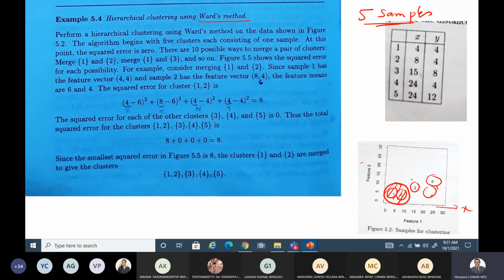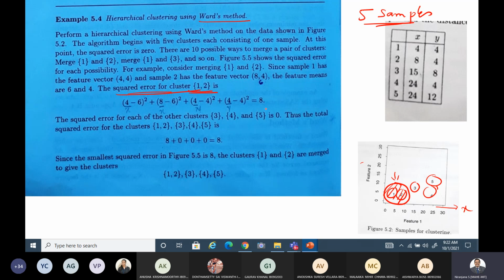Total should be minimum. But for that, first we will calculate for this. What is the squared error for the cluster having sample 1, 2? Squared error, what is the formula? So you need some mu value there, right?